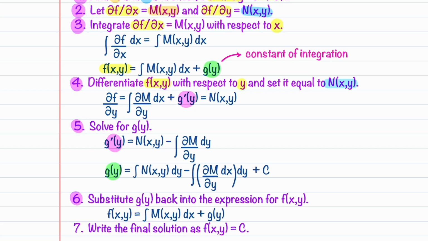We then substitute this g of y back into the expression for f of x, y, that's back up in step 3, and then we can write the final solution as f of x and y is equal to our constant c. Let's now walk through some examples because these steps are going to make a lot more sense when we do.